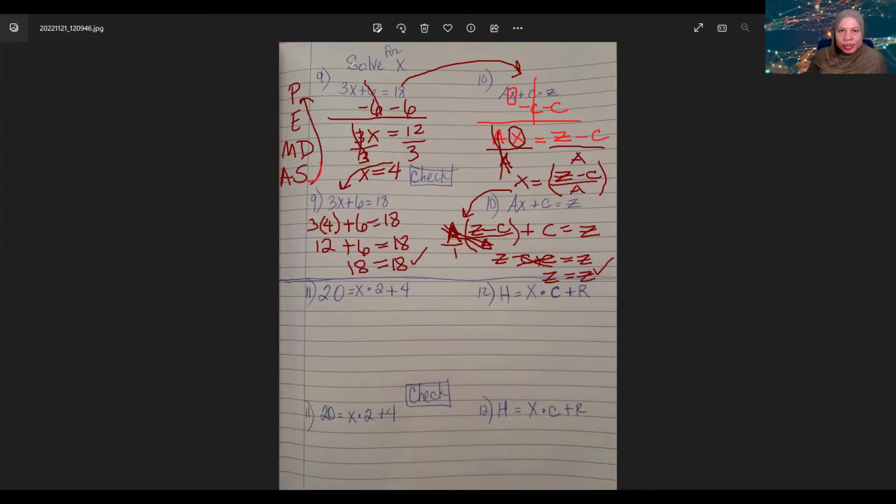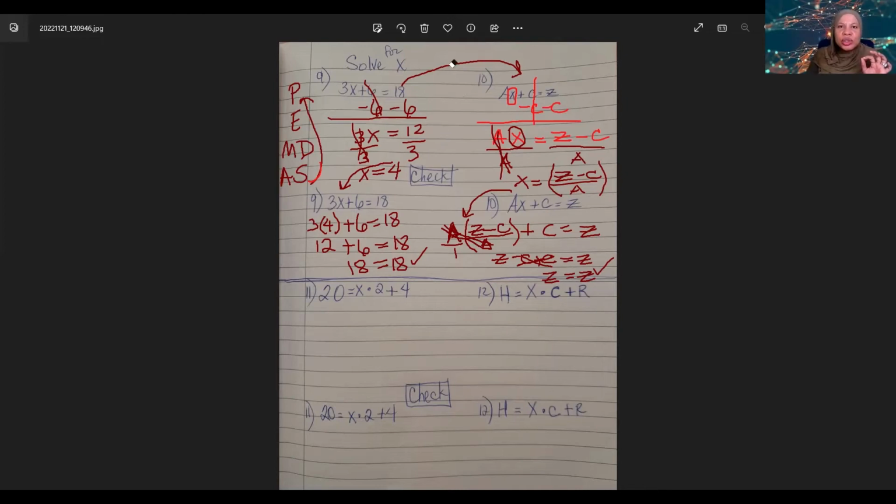Now, let's look at the bottom. Let me keep it moving. Let's use green. Now I have 20 equals x times 2 plus 4. Anytime you have the symbol, that's called a radii, and it's multiplication in algebra. We don't use x's anymore for times because x is a variable. It stands for a number. We're in algebra now. So x actually represents a number, not a symbol in algebra. So I have 20 equals x times 2 plus 4.